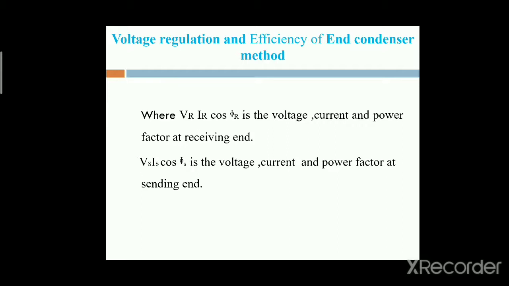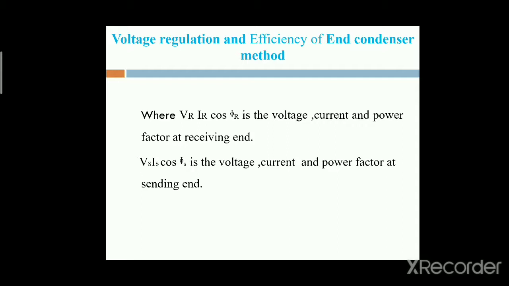By using the equivalent circuit diagrams and the phasor diagrams for the end condenser method, we derive the formula for the sending end voltage, and also we determine the efficiency. By using the sending end and receiving end currents, we determine the efficiency and voltage regulation of the end condenser method.